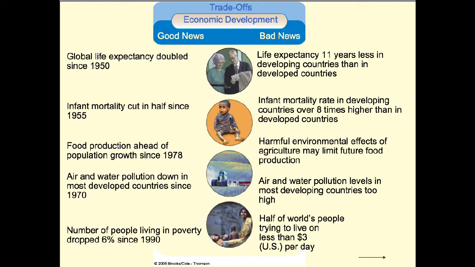Life expectancy is 11 years less in developing countries than in developed countries. Infant mortality rate in developing countries is 8 times higher than that in developed countries. Harmful environmental effects of agriculture may limit future food production. Air and water pollution levels in most developed countries are too high, and half of the world's people are trying to live on less than $3 a day. I mean, imagine that, $3 a day.